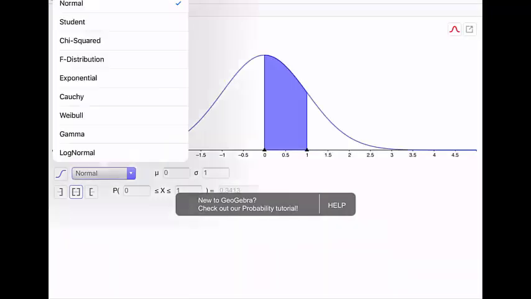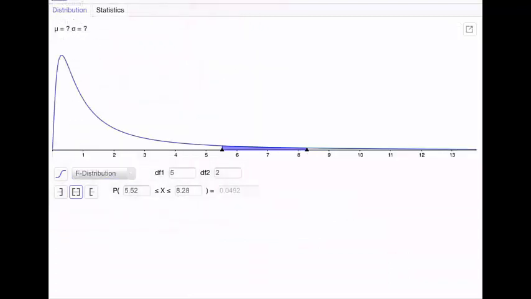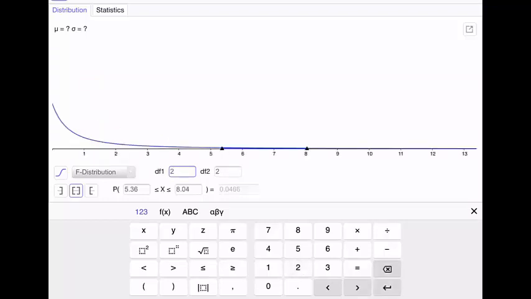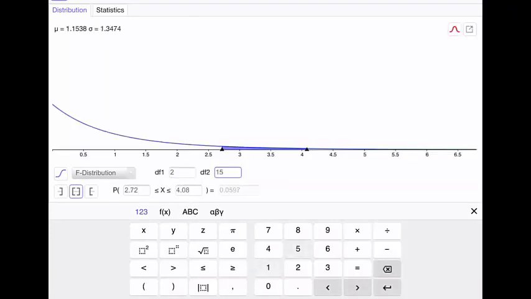All right, F distribution, done. So we got DF1, DF2. DF1 is the numerator, or the between. So you've got 3 minus 1, that's 2. And next group, you've got 5 plus 5 plus 5, or 3 times 5 is 15. Okay, done. That's your degrees of freedom denominator.